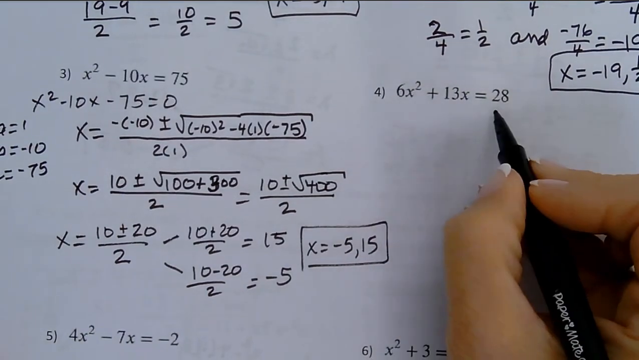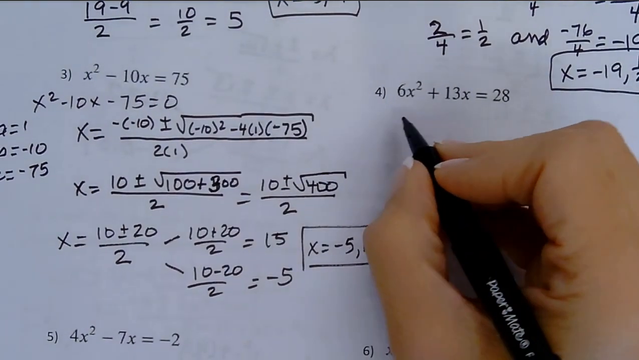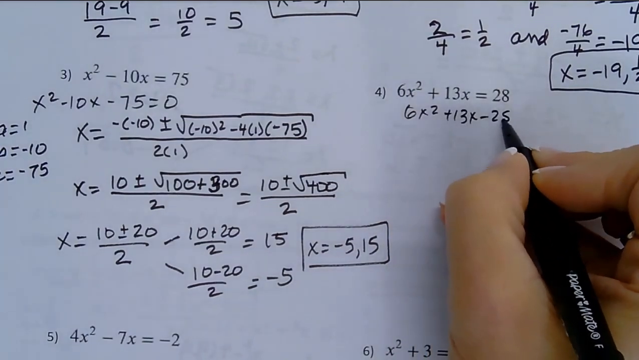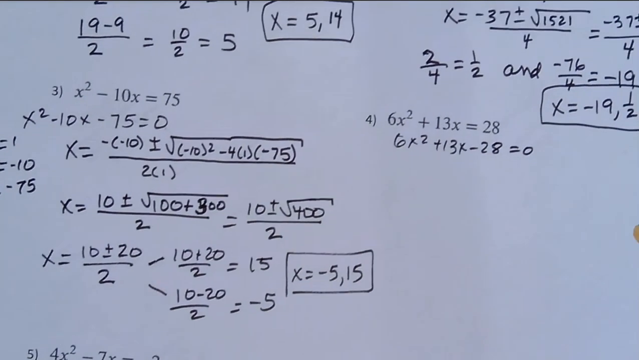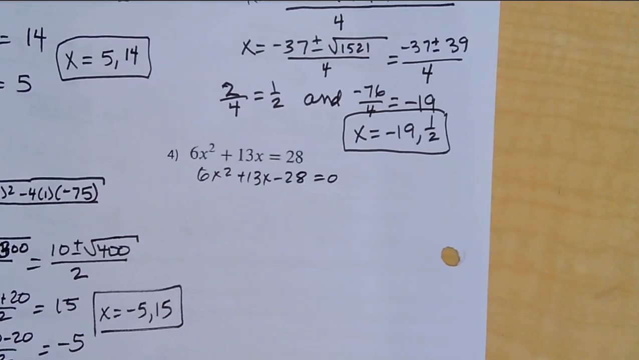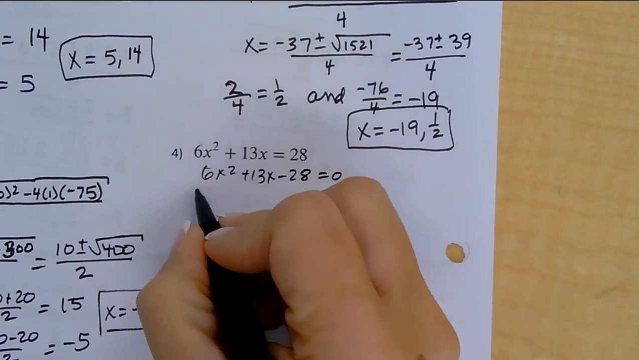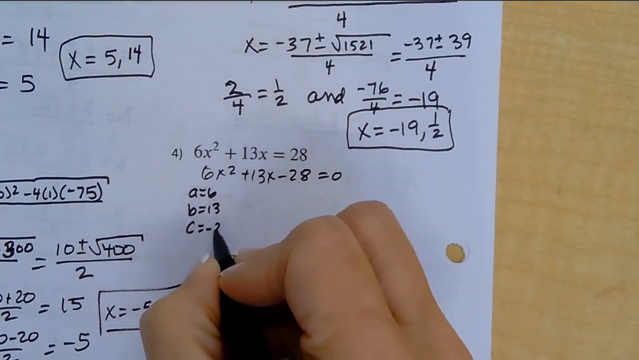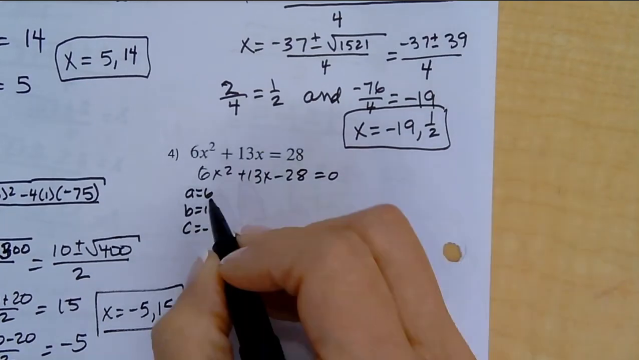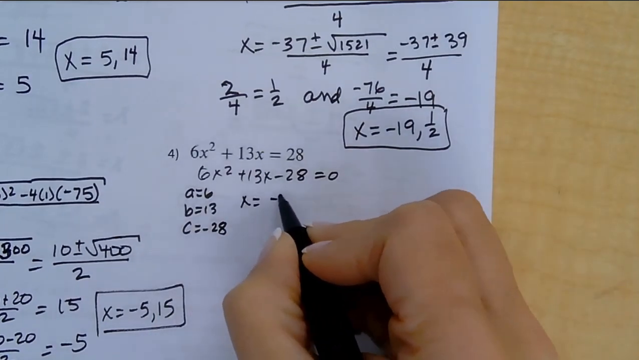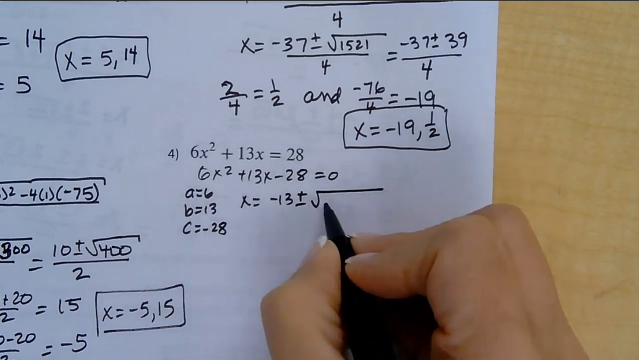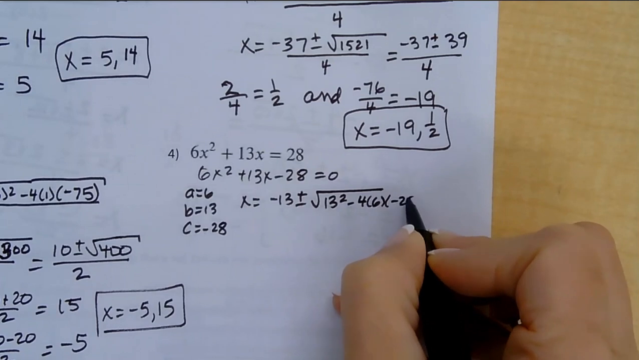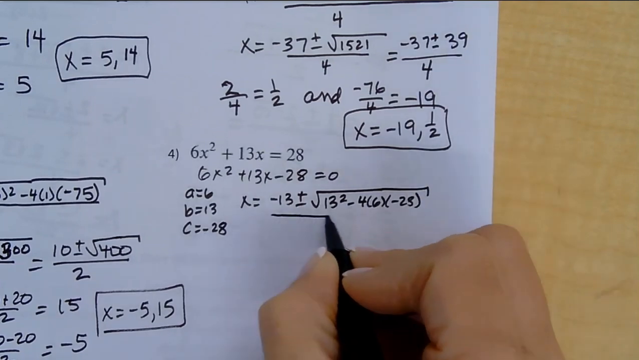Okay. Number 4, we're also not quite in the right order. So I'm going to say 6x squared plus 13x minus 28 equals 0. Okay, so I know a equals 6, b equals 13, c equals -28. So x equals -b plus or minus the square root of b squared minus 4ac all over 2a.